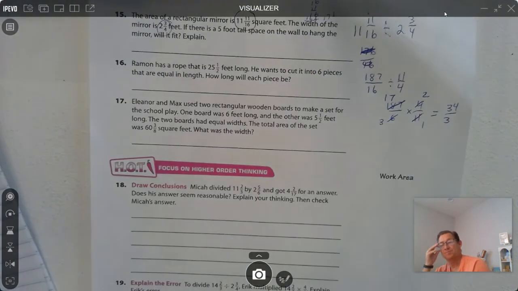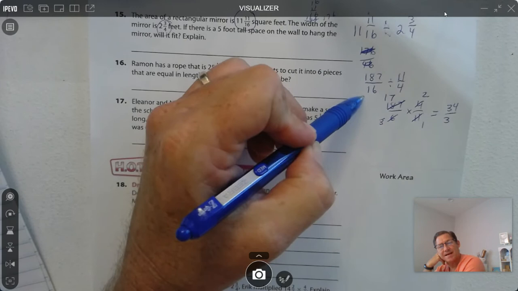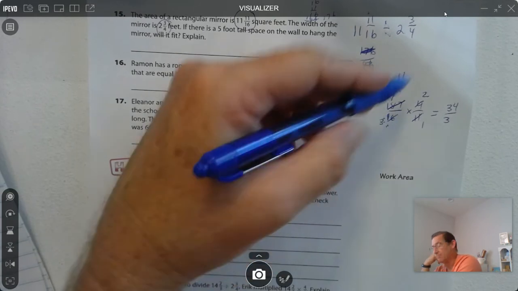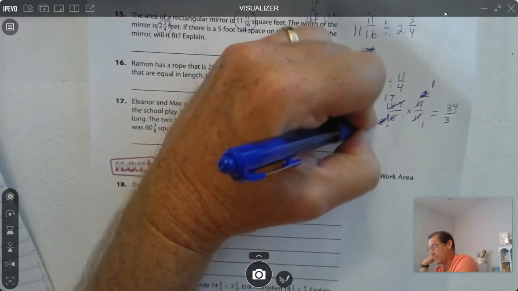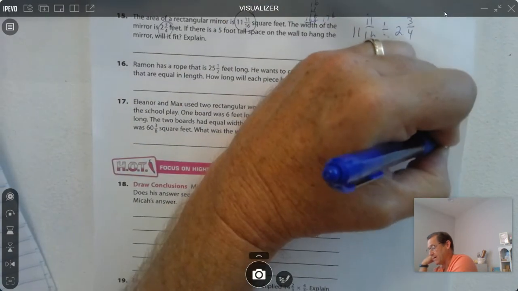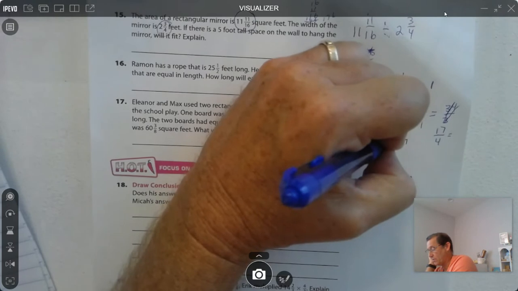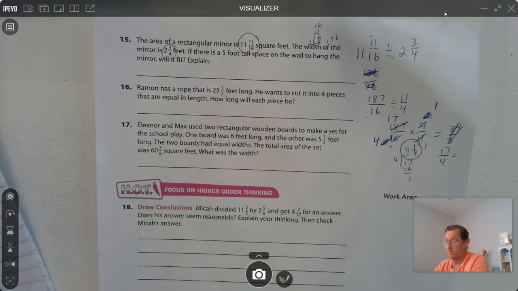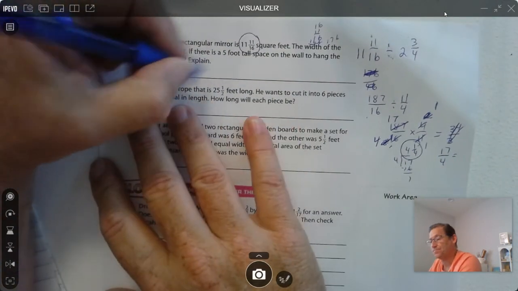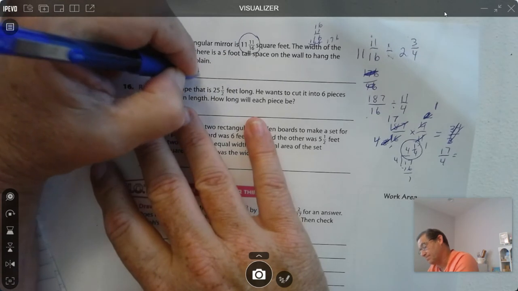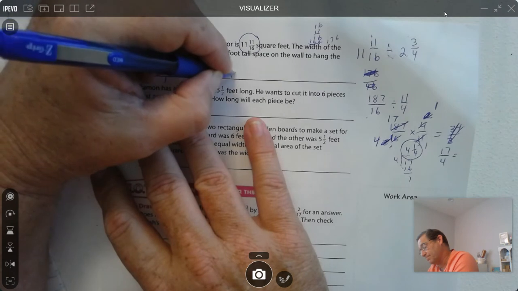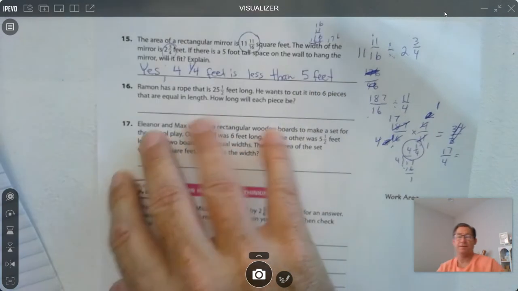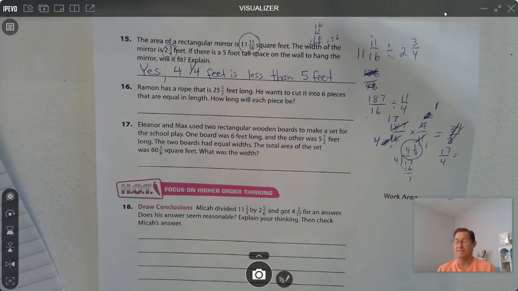I just noticed a mistake though. I don't know why I dropped off the 16 here. Let's go back. All right, so 4 and 16 I can reduce by 4. So divide 16 by 4 is 4. So I actually have 17 divided by 4. 17 divided by 4 would leave me 4 and 1/4 foot. So yeah, it's going to fit. Okay, 4 1/4 feet is less than 5 feet.